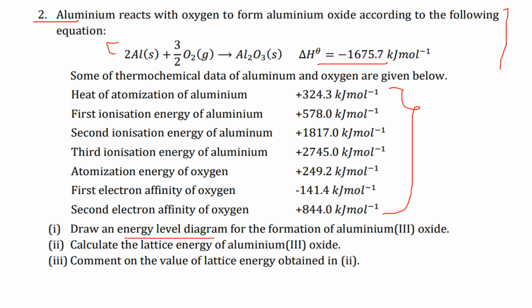So we're going to draw the energy level diagram for the formation of aluminium oxide. You also calculate from the energy level diagram the lattice energy of aluminium oxide. Together you comment on the value of the lattice energy obtained. Commenting, we talked about this in the first video. It depends on the sign of the value that you have got.